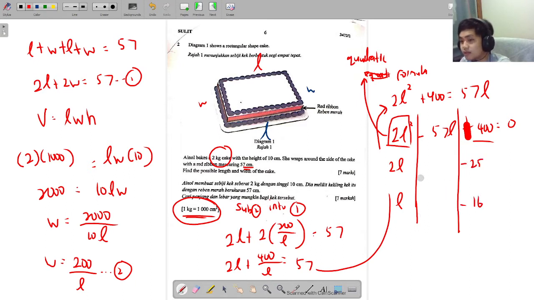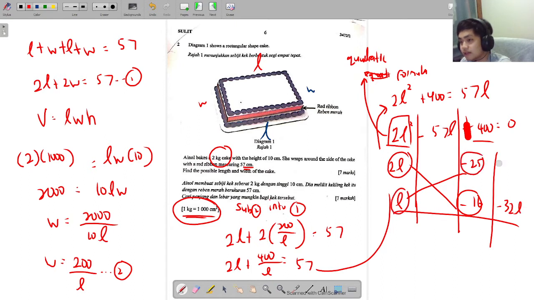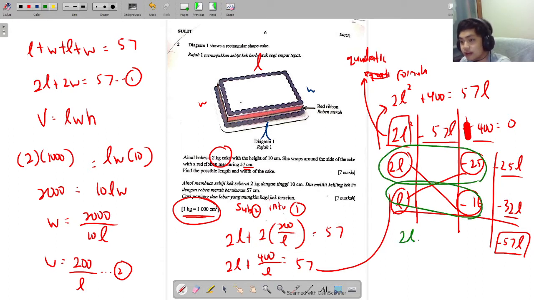So why do I do that? It's because when I draw the cross, I'm going to multiply across, so it's 2L times negative 16, which is negative 32L, and this is L times negative 25, which is negative 25L. And when I add these two numbers together, I get negative 57L. This number should match this number. If they do match, it means that your solution will be here, this and this, which is 2L minus 25 and L minus 16.